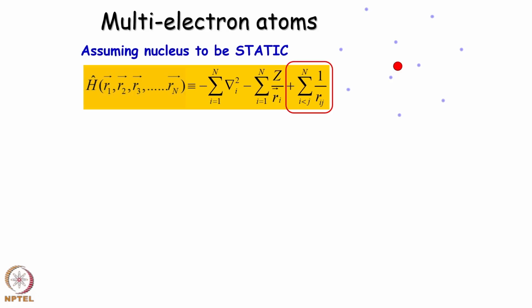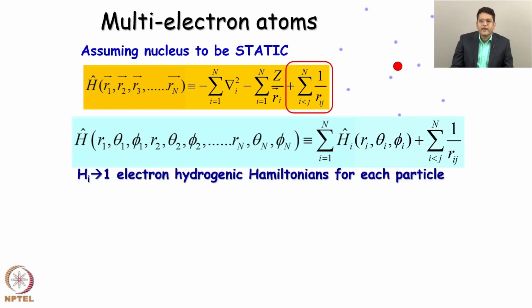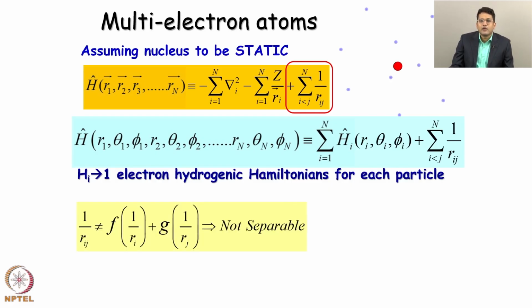Now the same picture I can take to a multi-electronic atom. This is what we defined for helium, but if we go to a multi-electronic atom, I can write it in the same way. I can write it as a sum of kinetic energy plus electron-nuclear attraction plus pairwise repulsion of the electrons. Now, Hi is the one-electron hydrogenic Hamiltonian for each particle. So basically I can write the full Hamiltonian as a sum of the hydrogenic Hamiltonians and a 1/Rij term.